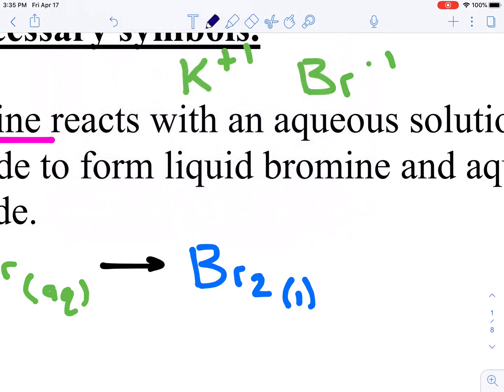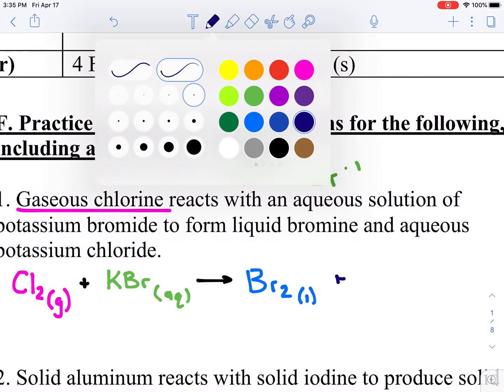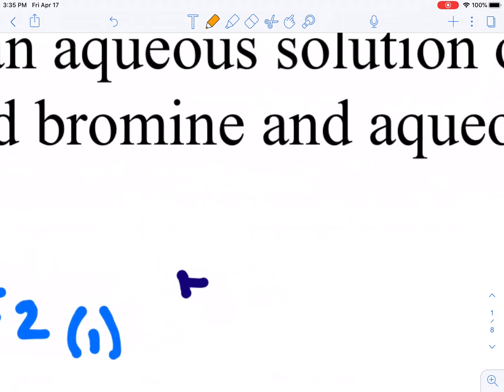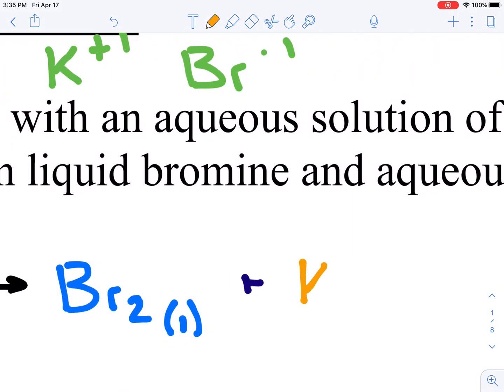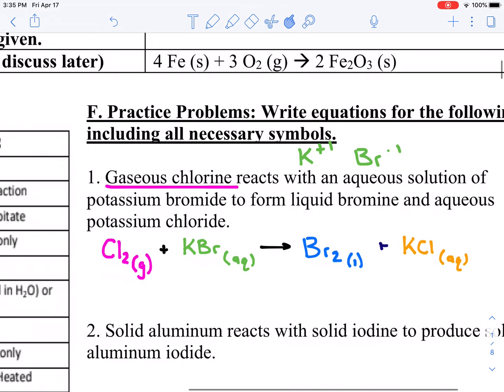And we're also making one other thing. We are making an aqueous solution, we are told, of potassium chloride. So potassium chloride is KCl, plus 1 and minus 1, and this, we are told, is aqueous. So our completed chemical equation that describes the reaction is Cl2 plus KBr yields Br2 plus KCl. And that's good for right now.